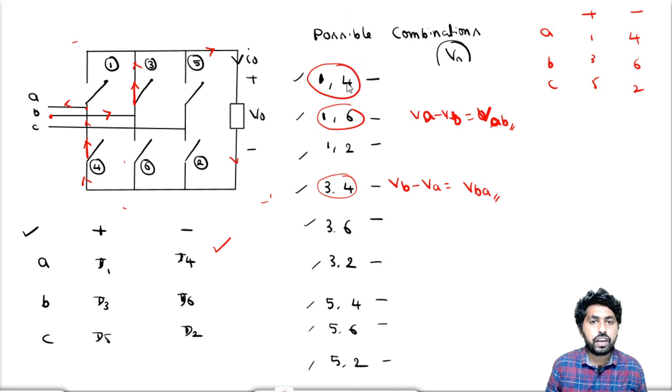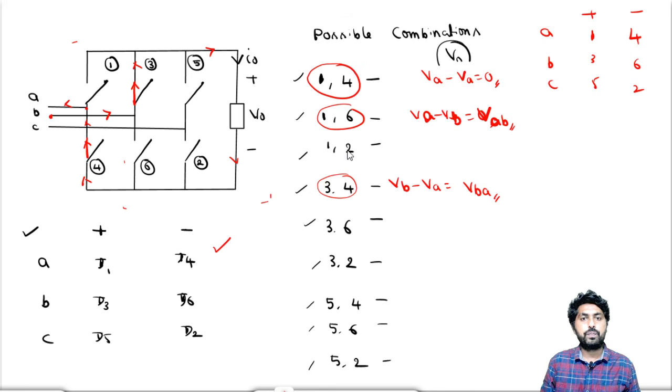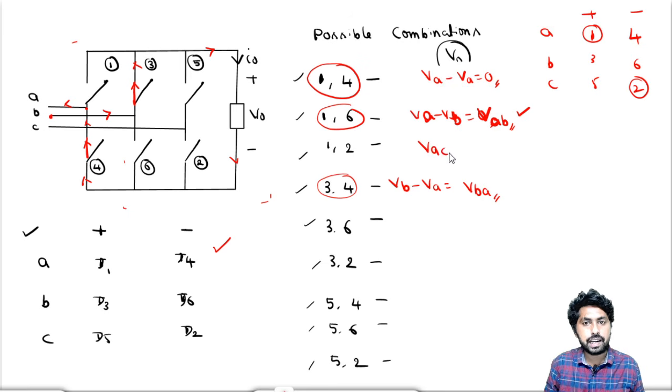For example, if 1 and 4 are closed, what happens? Both are connected to VA, so VA minus VA equals 0. If 1 and 6 are closed, VA is positive, B is negative, so VA minus VB, that is VAB. If 1 and 2 are closed, A is positive and C is negative, so it will be VAC, right?